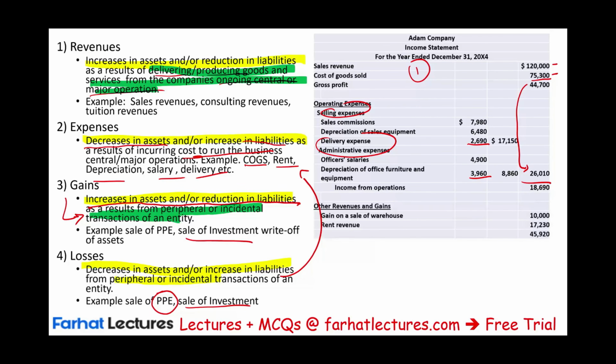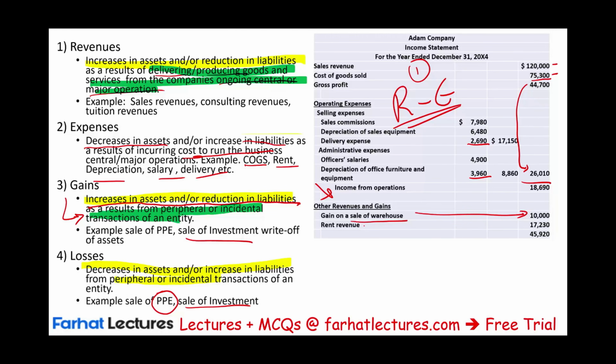Then after that, we have other revenues and gains. Notice we talked about revenues and gains. This is where you would list revenues and gains. So far what we looked at is revenues minus expenses, and this is the most important. We could have other revenues and gains that are not central to the business. Like what? We could have a gain on a sale of a warehouse. We sold a warehouse, we have a gain of 10,000.